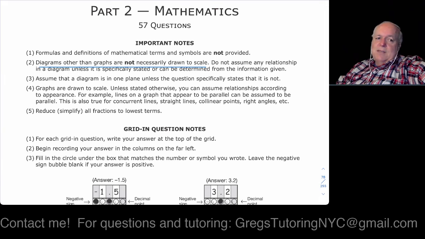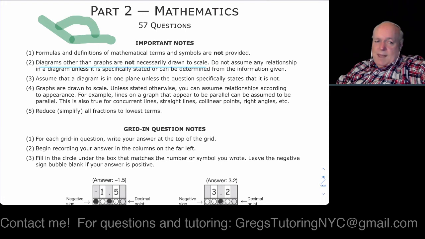Theoretically, that means they can give you an angle like this, and it might be less than 90, even though it looks like it's greater than 90. So be careful with these kinds of things. But then it says graphs are drawn to scale. So that's what I'm talking about right now. That will be to scale.